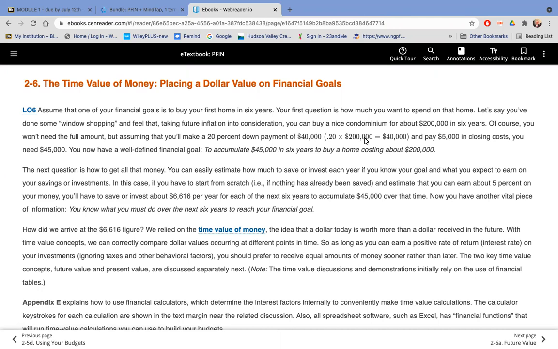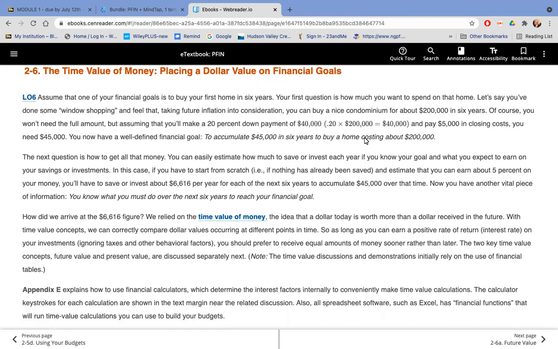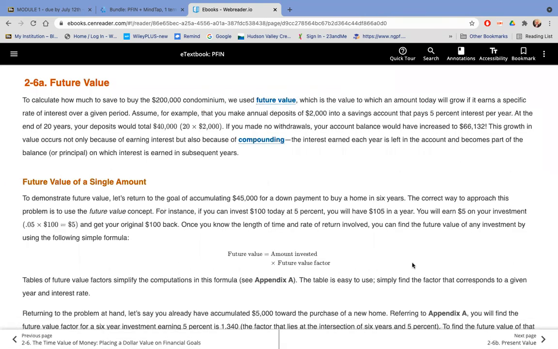This is a critically important piece to understand in not just personal finance, but finance in general: time value of money. And if you wanted to learn how to use a financial calculator, Appendix E is dedicated to that in this book. All right, so first things first, future value is really about compounding, right?